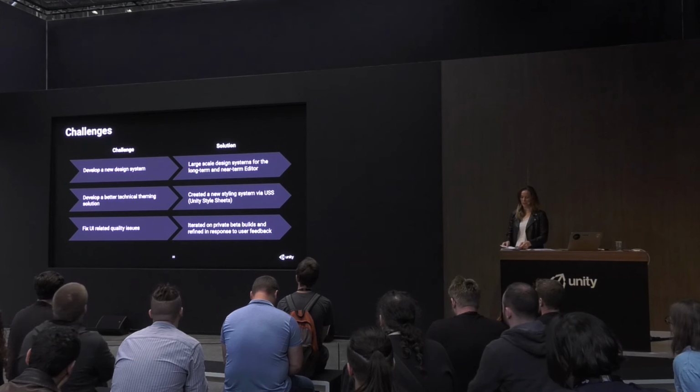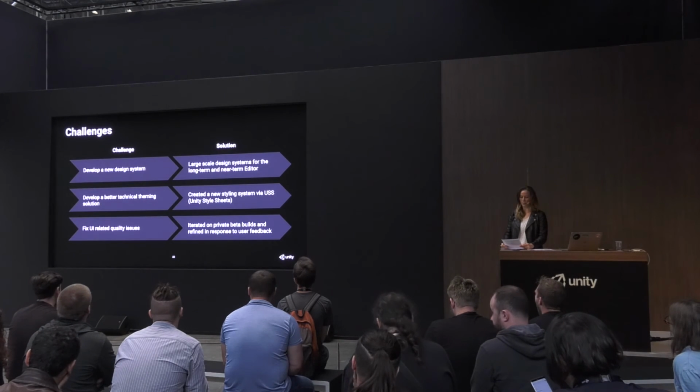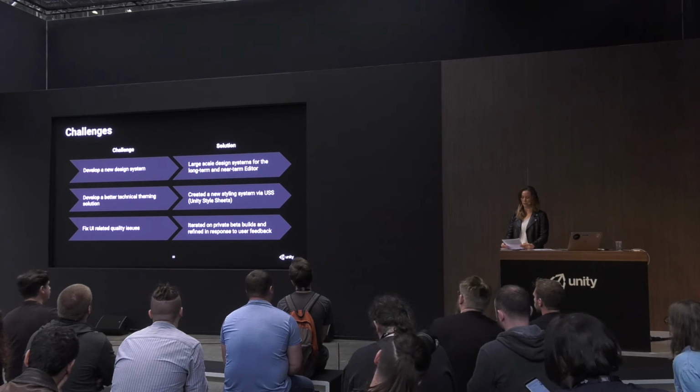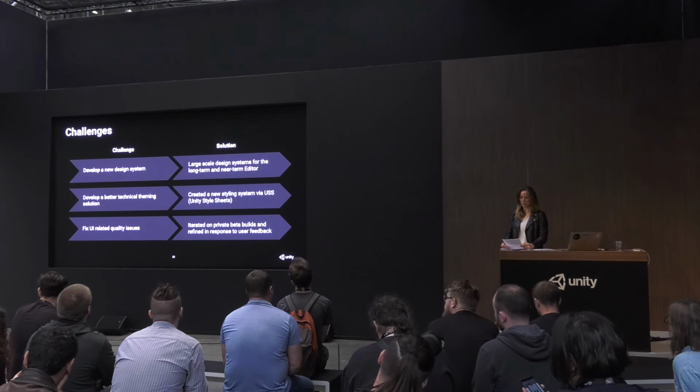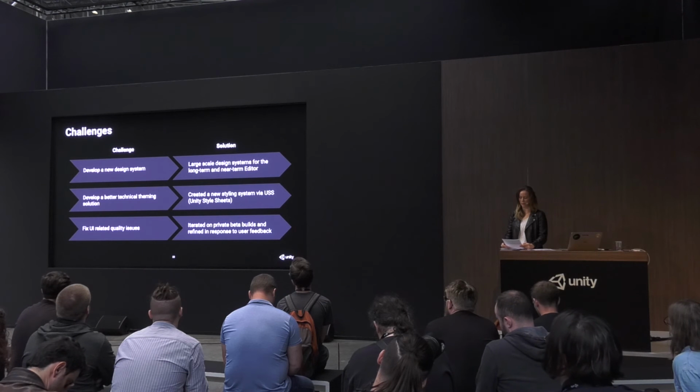So we were met with many challenges. How can we develop and implement a new design system for an application with a long legacy of development? To solve this, we worked to design a long-term vision for the Unity editor, and then scoped out what we would do in the 19.3 timeframe to move towards that vision.